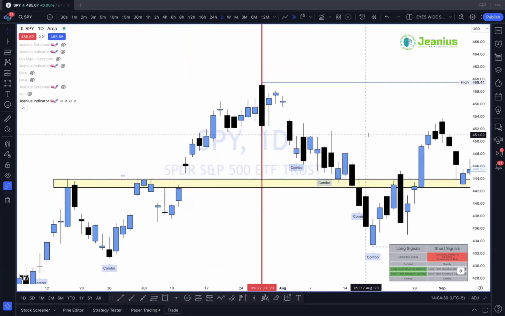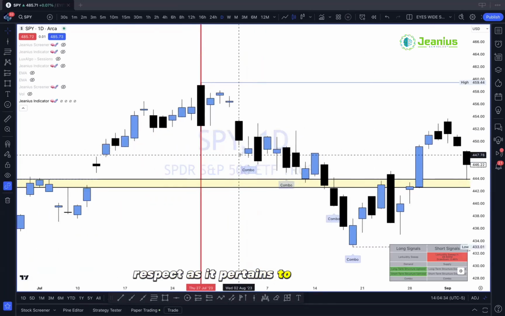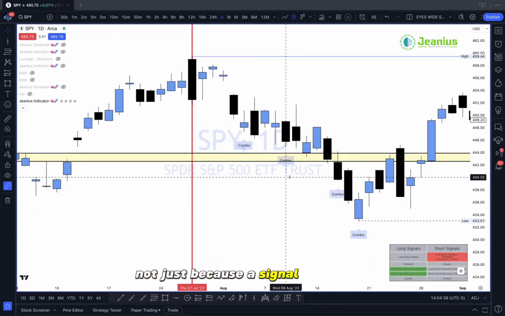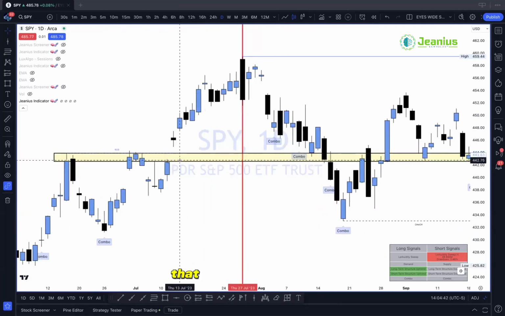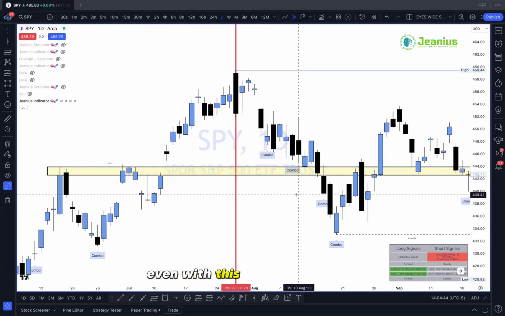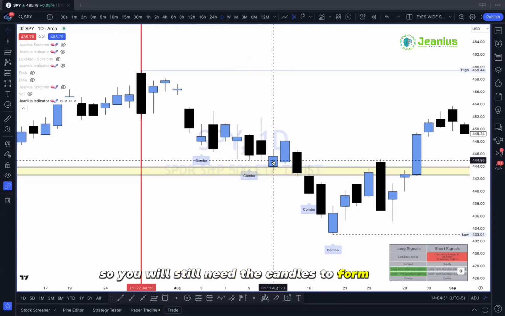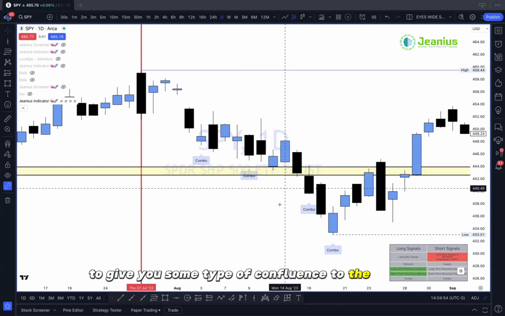So you should still treat every candle with some level of respect as it pertains to price action and entering a trade, not just because a signal popped up. Even with the signal popping up close to this support level that was once resistance, it popped up on a sell signal. So you would still need the candles to form more to give you some type of confluence to the upside.